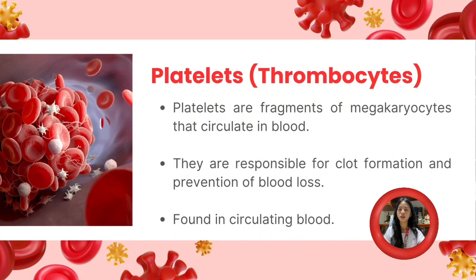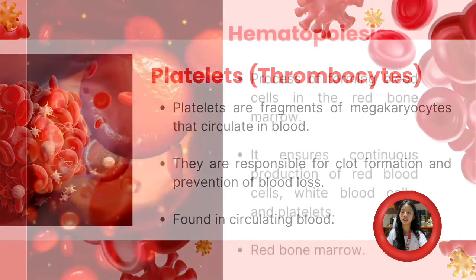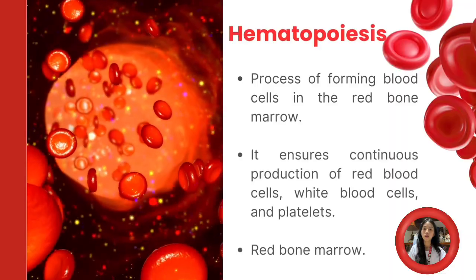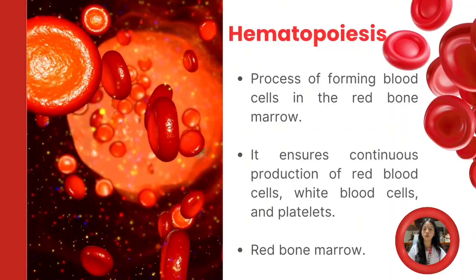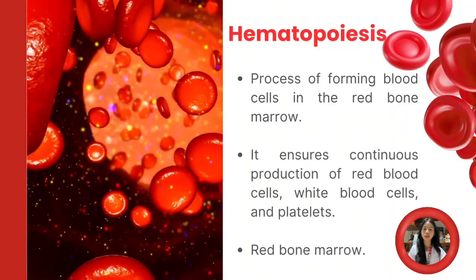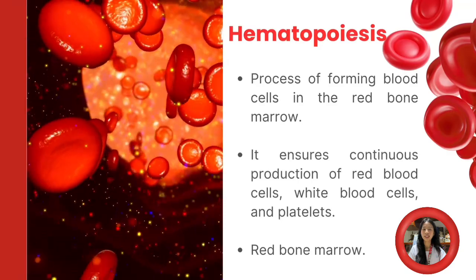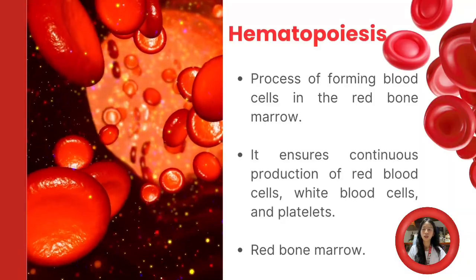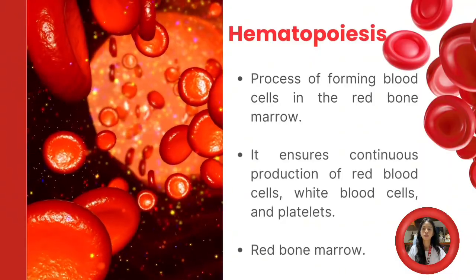Now let's move on to the processes happening in blood. Hematopoiesis is the process of forming blood cells in the red bone marrow. It ensures continuous production of red blood cells, white blood cells, and platelets. It is found in red bone marrow. Hematopoiesis happens in bone marrow.